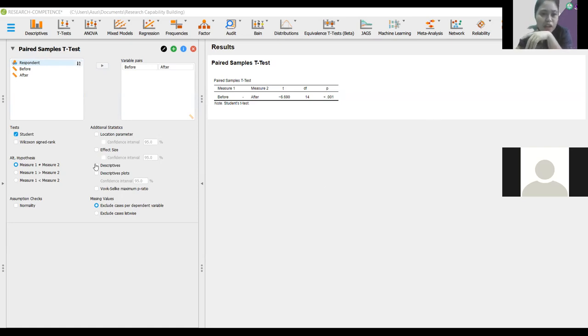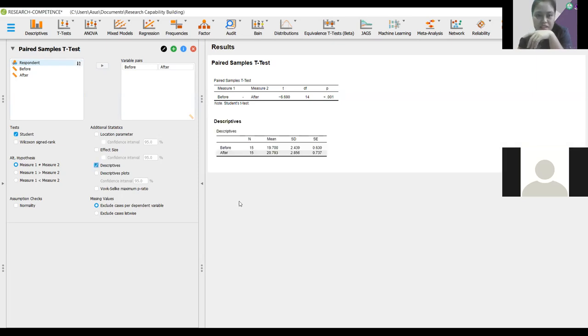Okay, so how do you know the difference? Click the descriptives and look at the mean. Before, the mean of their scores is 19.7, and after, the mean became 20.793. So there is an increase in their scores and the difference is significant, which means that yes, the given training actually increased the level of competence of the research professors. So that's how you discuss the result of this study.